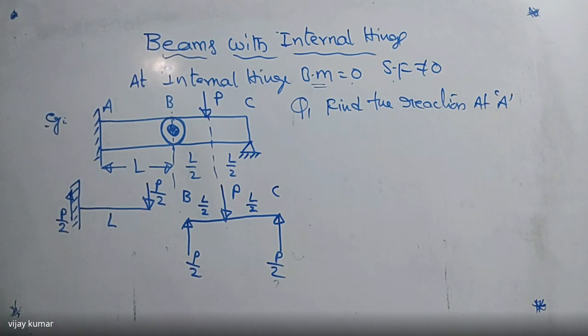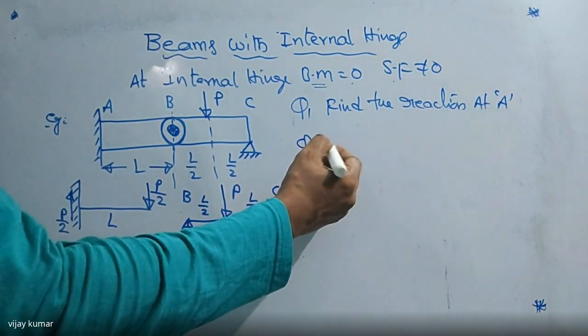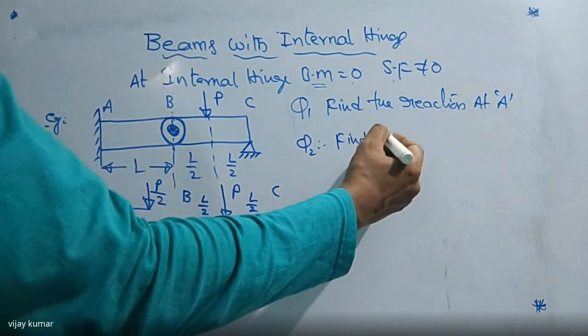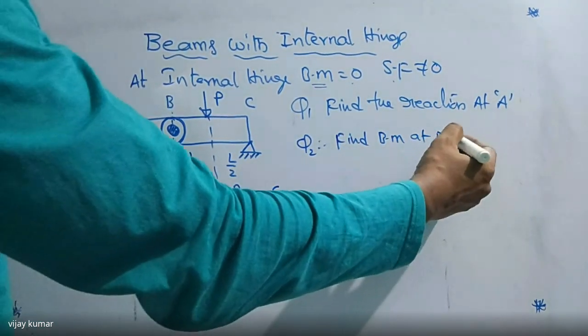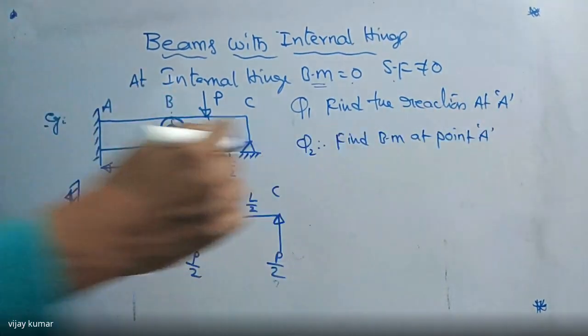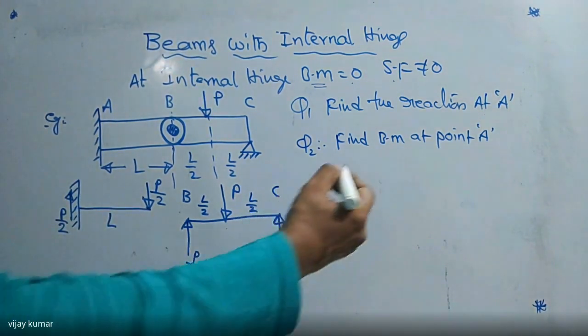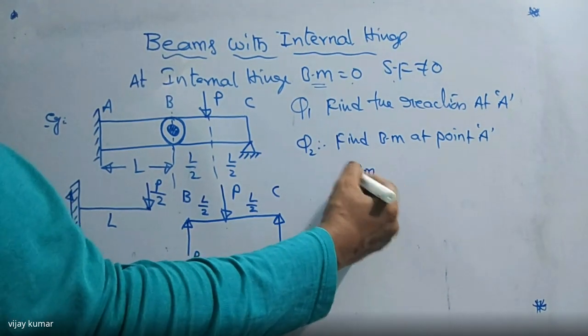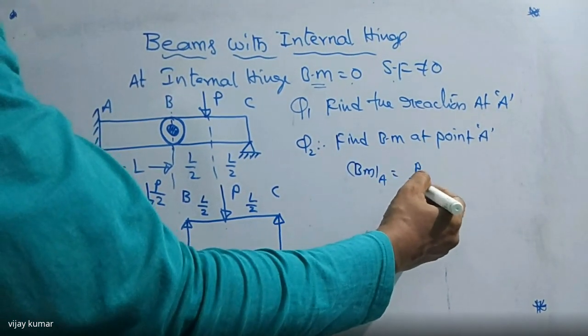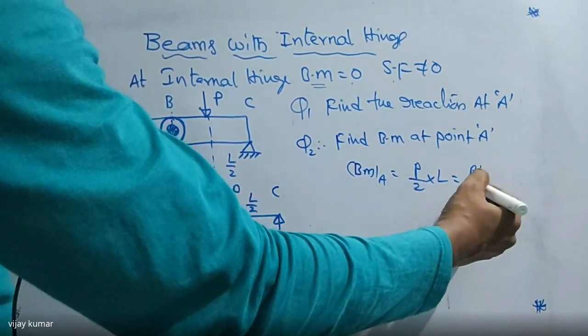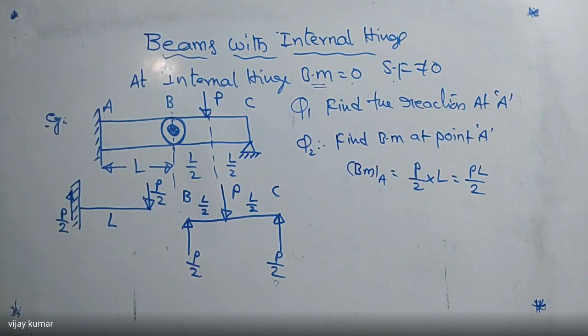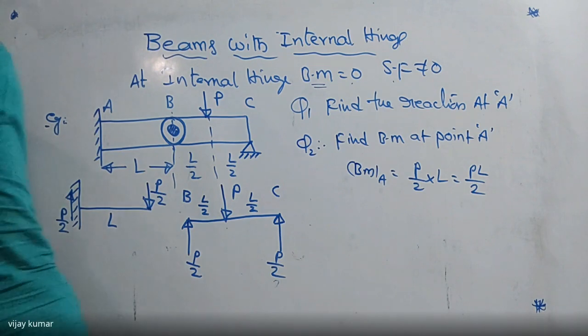Now one more question is given on this same figure. Find the bending moment at point A. Now tell me what is the bending moment about point A here. Bending moment is nothing but force into perpendicular distance. So bending moment about A is equal to P by 2 into how much? L. You can write PL by 2 as the value of bending moment at point A.